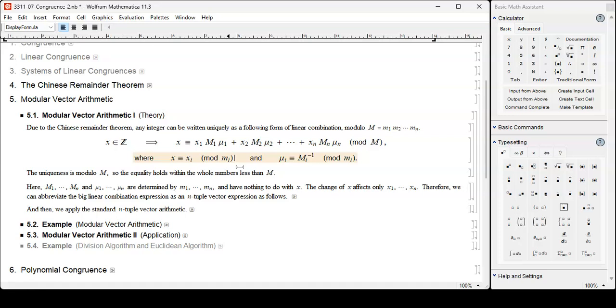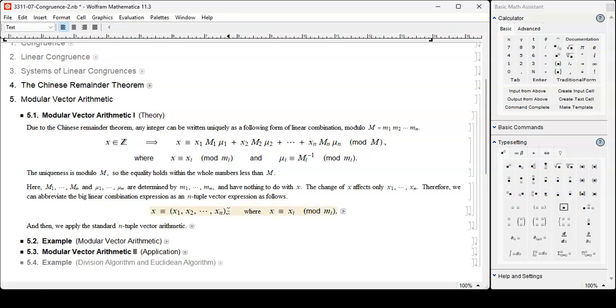Now let's go one step further. This linear combination expression is really cumbersome, so let's have a shorthand. Let's simply express it as an n-tuple. And the first component, x1, is congruent to the original x, modulo m1, and x2 is congruent to the original x modulo m2, and so on. That's how you can get this component. So basically, this expression is a shorthand of this, the same.